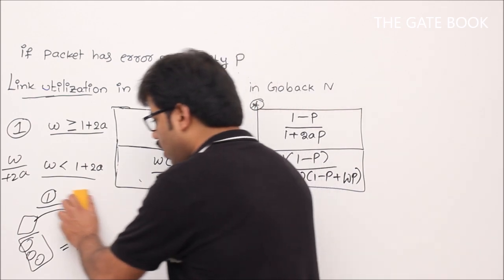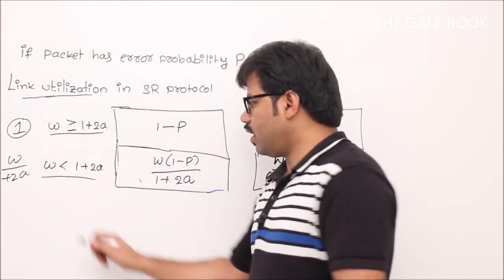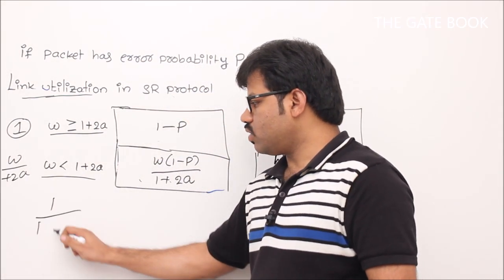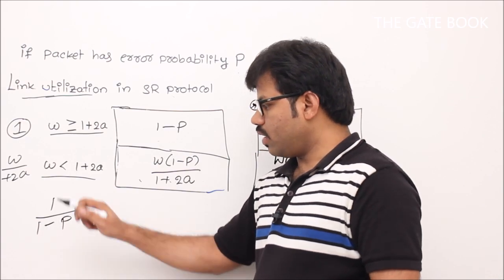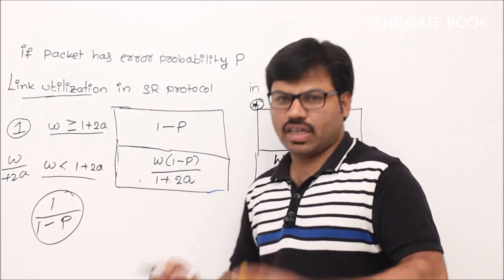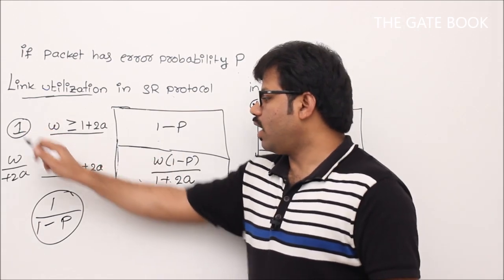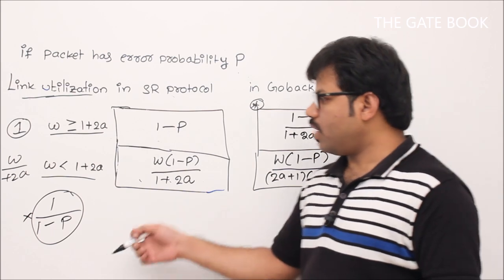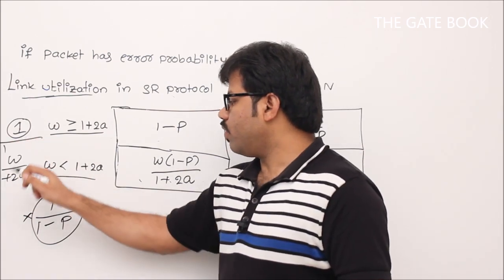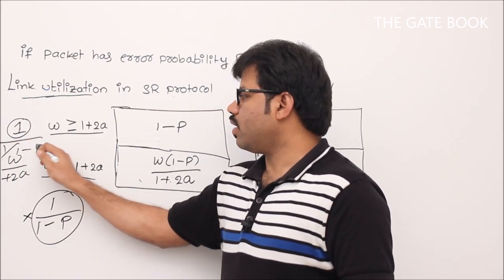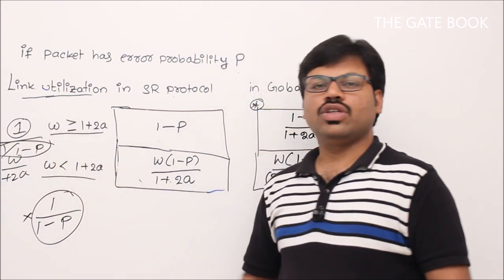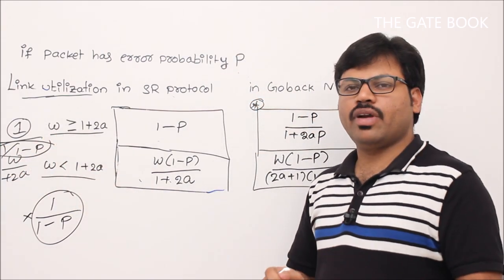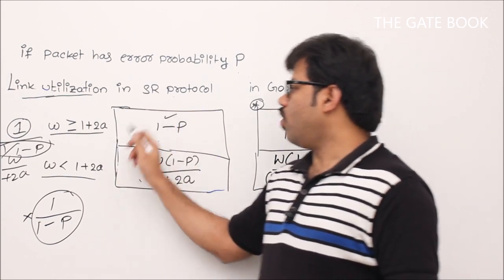In the same way here also, to send one packet, how many transmissions are you doing? 1 by 1 minus P. That's why for link utilization, whatever the formula you have, 1, you divide it by your number of transmissions, 1 by 1 minus P. Then you get the link utilization at this moment, which is 1 minus P.